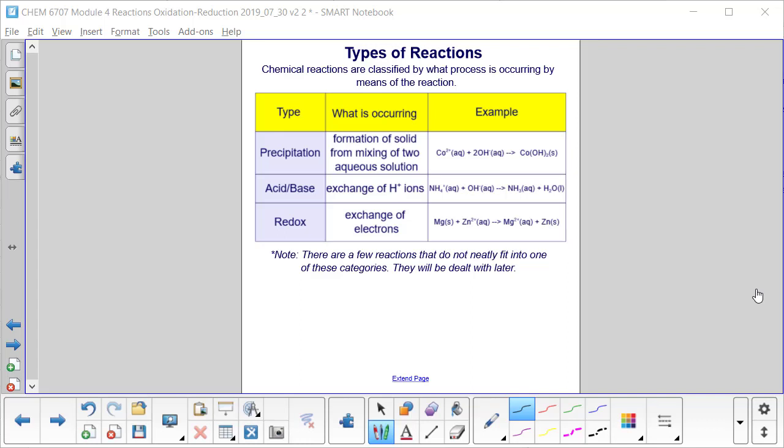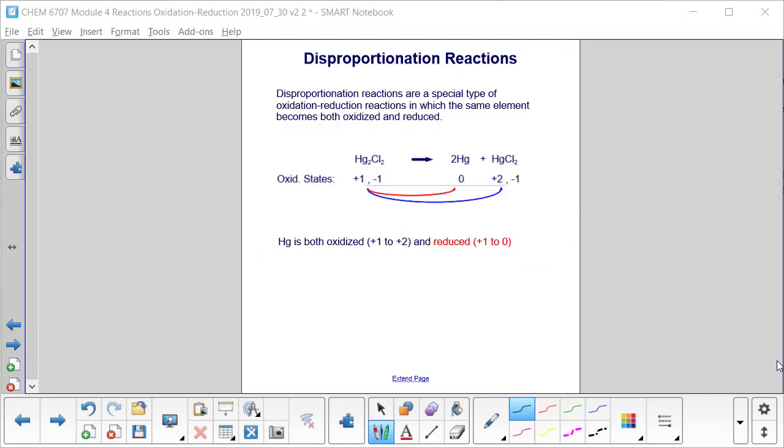There are a few reactions that do not neatly fit into one of these categories that we will deal with later. There's a special type of oxidation reduction reaction called a disproportionation reaction. In a disproportionation reaction, the same element becomes both oxidized and reduced.